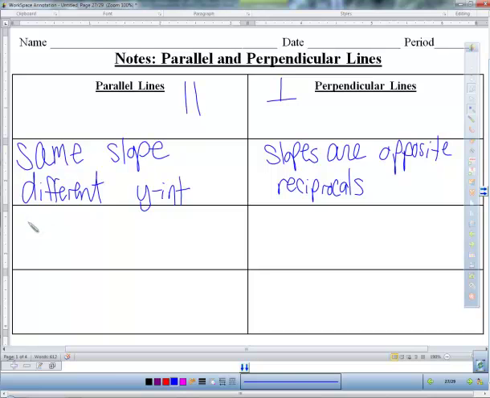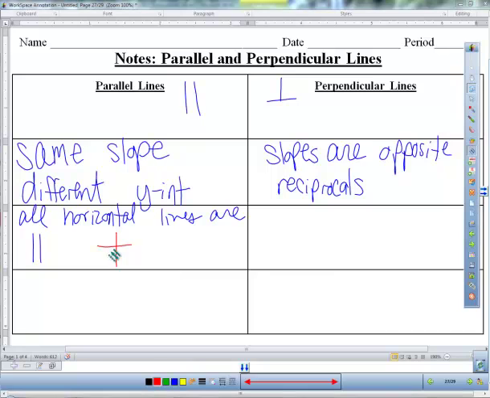Okay, so with parallel lines, all horizontal lines are parallel. That's because if it's a horizontal line, if it goes like this, and this one here, then my slope is 0, and so they're going to have the same slope, and they're going to be parallel.